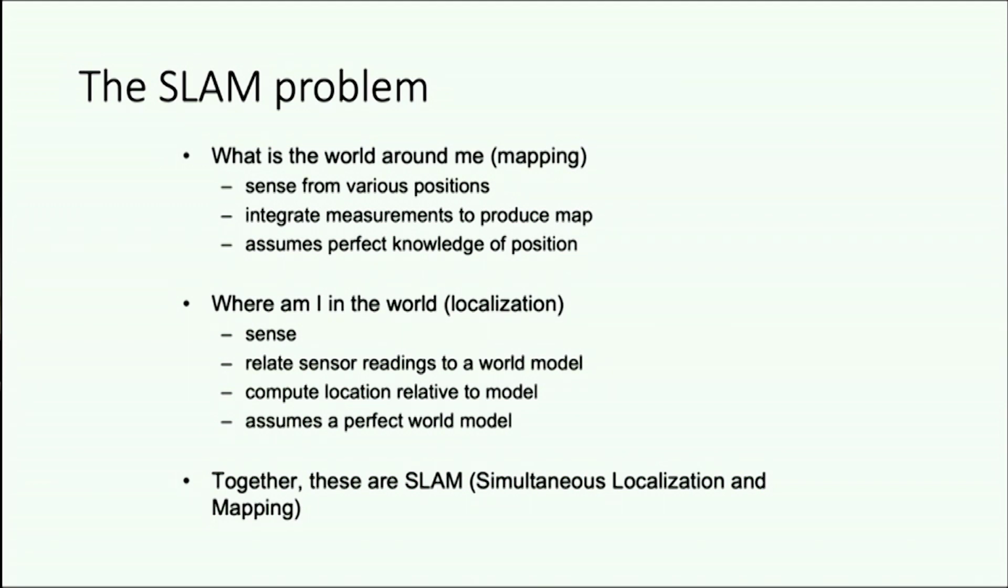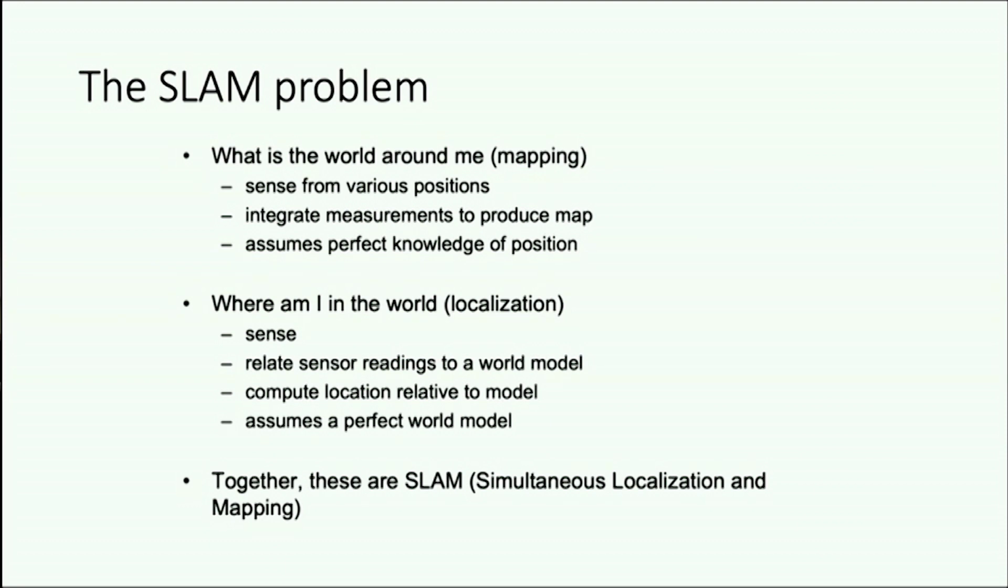The SLAM problem has two parts. There's the mapping part, which is what is the world around me? Like what is there, and where are those things that are there? So you have to sense the world from various positions, integrate measurements of where those positions are to build a map, but you can do this if you have perfect knowledge of position. So if you can walk to each object in the room and you know exactly what your coordinate is, then you have built a perfect map in one shot.